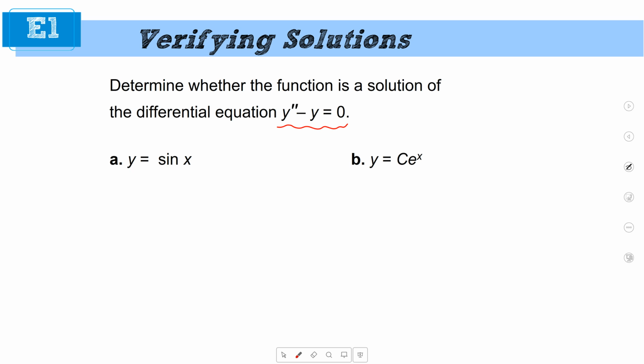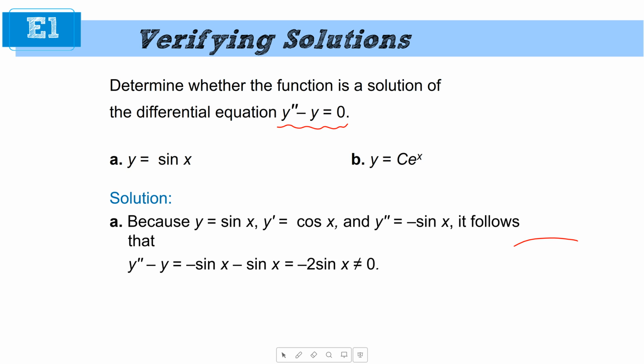They're saying y double prime minus y is equal to 0. And all you have to do is confirm it. So in order to confirm it, I need to know what y prime is and what y double prime is. We'll do the sine one first. The derivative of sine is cosine. The derivative of cosine is negative sine. You take those values and plug into the function. Y double prime minus y is negative sine minus sine, which is negative 2 sine. That is not equal to 0, therefore it doesn't work.